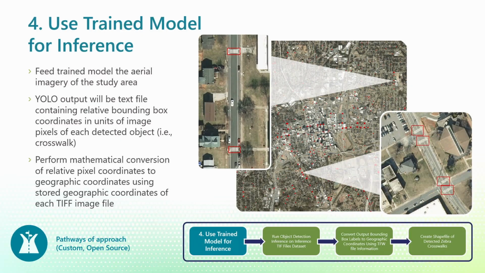So having that prepared inference data handy, you can now run your trained model to detect your high-vis crosswalks in downtown Winston-Salem. YOLO is, like I said, not an inherently spatial model, and so it'll output a text file of bounding box coordinates relative to the image's pixels. But what you can then do is perform a mathematical conversion between those pixel coordinates and the stored geographic coordinates in the GeoTIFF file to then create a spatial file like I have here, which is an Esri feature class or shapefile.